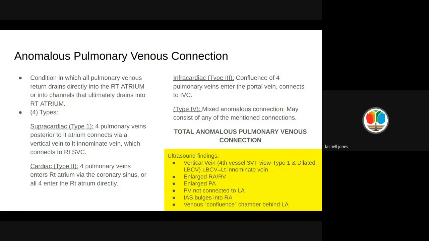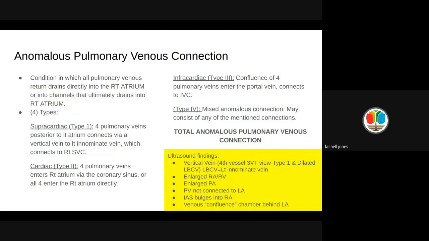All right, so now we're going to discuss anomalous pulmonary venous connections. We're going to start with total anomalous. There's 4 types, okay? So with the total anomalous, supracardiac type 1 is the most common one seen. And so with that particular type, the pulmonary veins are going to connect through a vertical vein to your left brachiocephalic vein, which is also known as your left innominate vein. From there, it connects to the right SVC, okay?